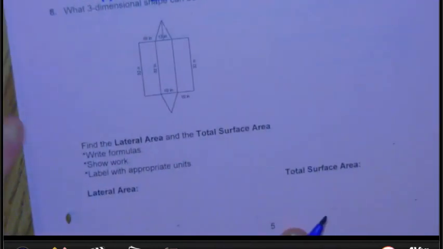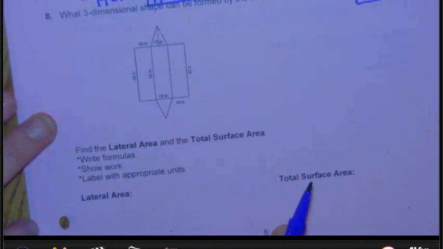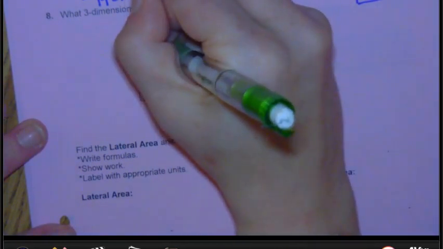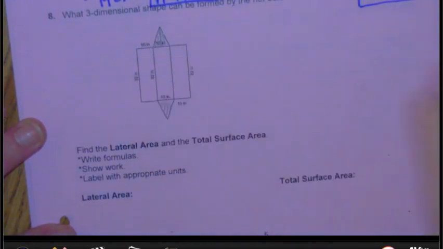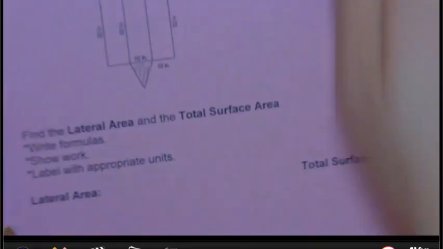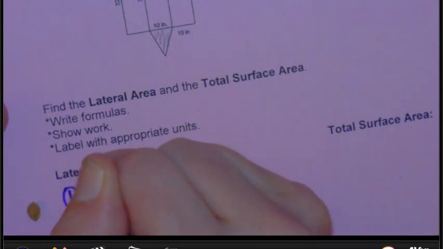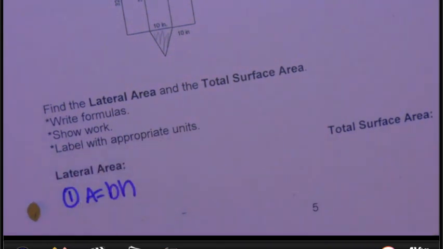And for our last total and lateral surface area, we have this picture right here. And I have a triangular prism. I see that I've got 2 different bases here. I have 2 triangles and I have 3 rectangles. So I need to find the lateral surface area. Well, my lateral sides are rectangles. So area is equal to base times the height.